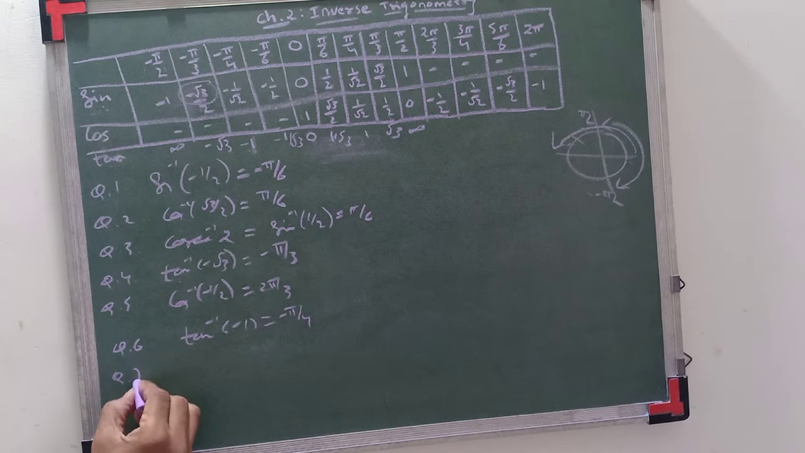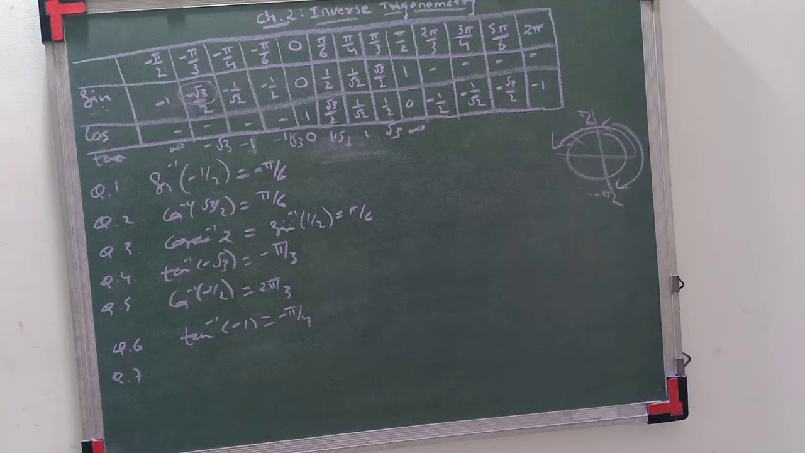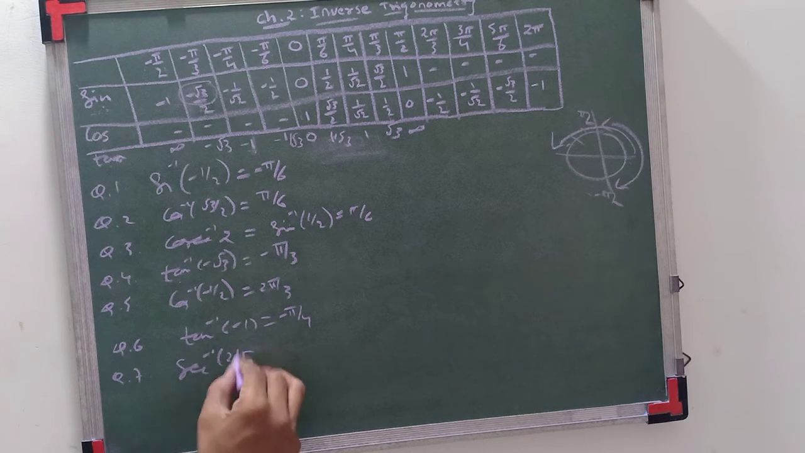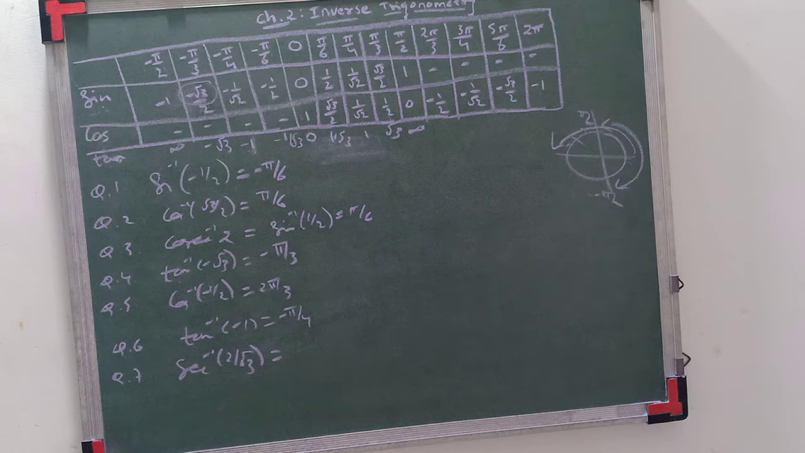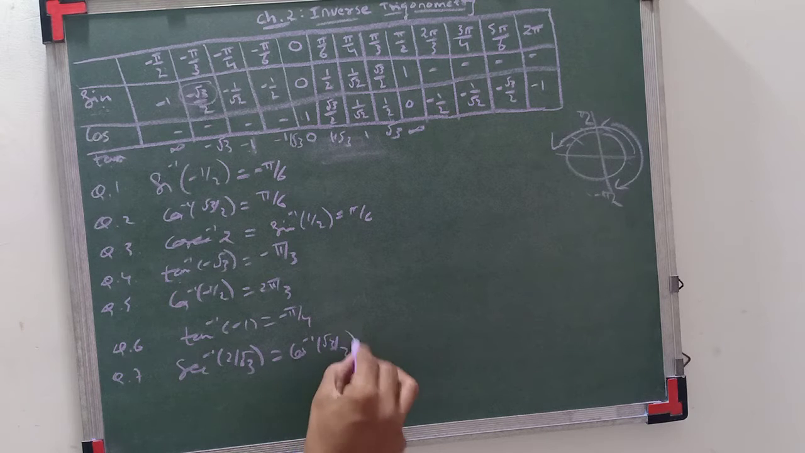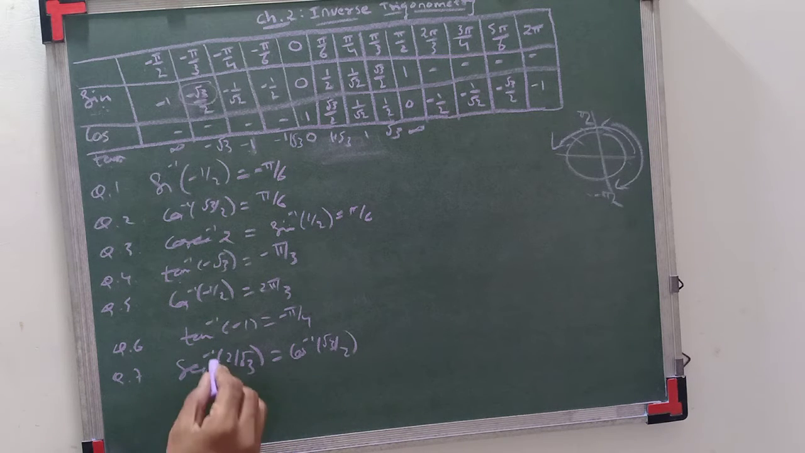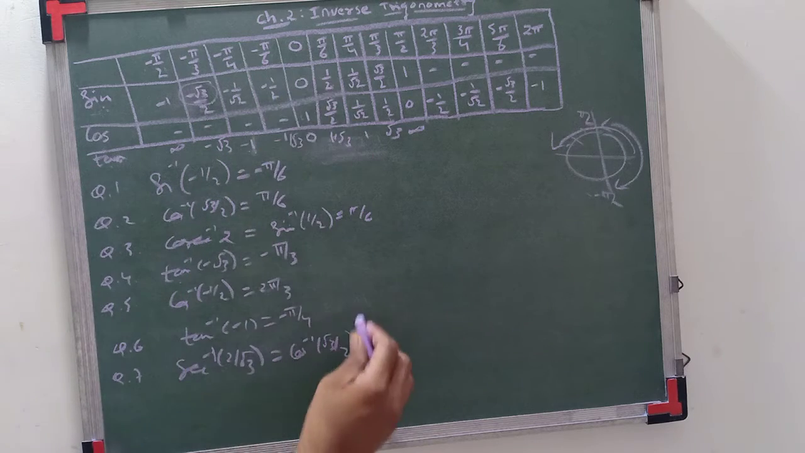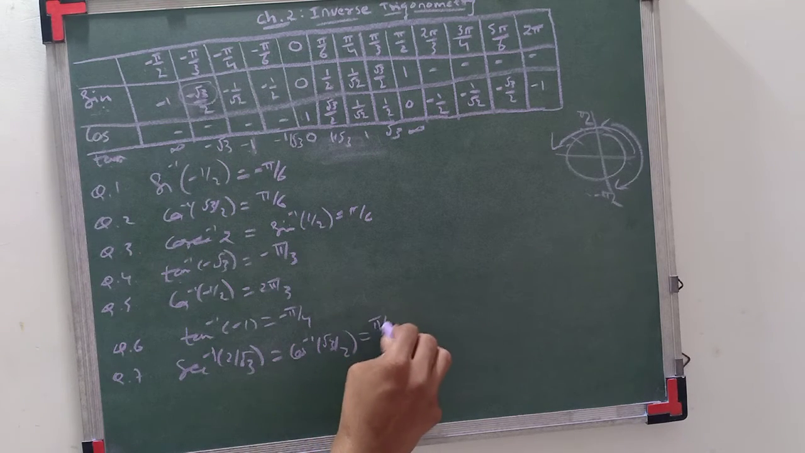Then question number 7. Sec inverse of 2 by root 3. So sec inverse of 2 by root 3 means cos inverse of root 3 by 2, because we have not written the table of sec, so we are thinking about cos. So cos inverse of root 3 by 2, where you are getting root 3 by 2, pi by 6. So your answer will be pi by 6.